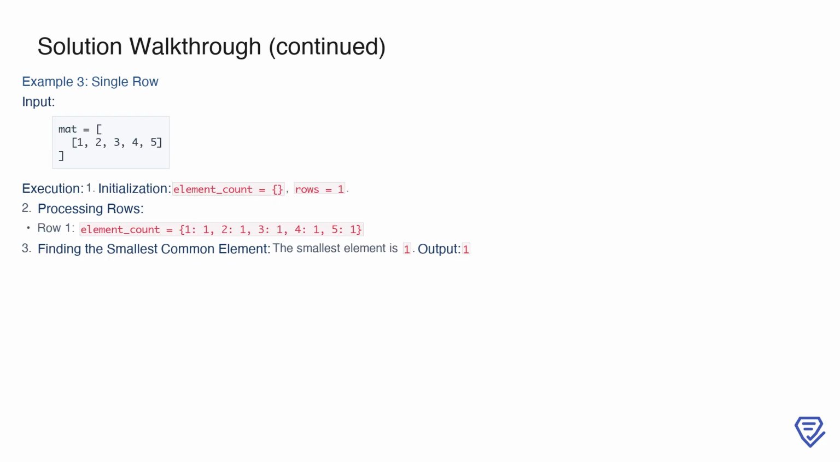Finally, let's look at the case where the matrix has only one row, such as 1, 2, 3, 4, 5. Here, the solution is straightforward. We initialize the element_count dictionary and process the single row.